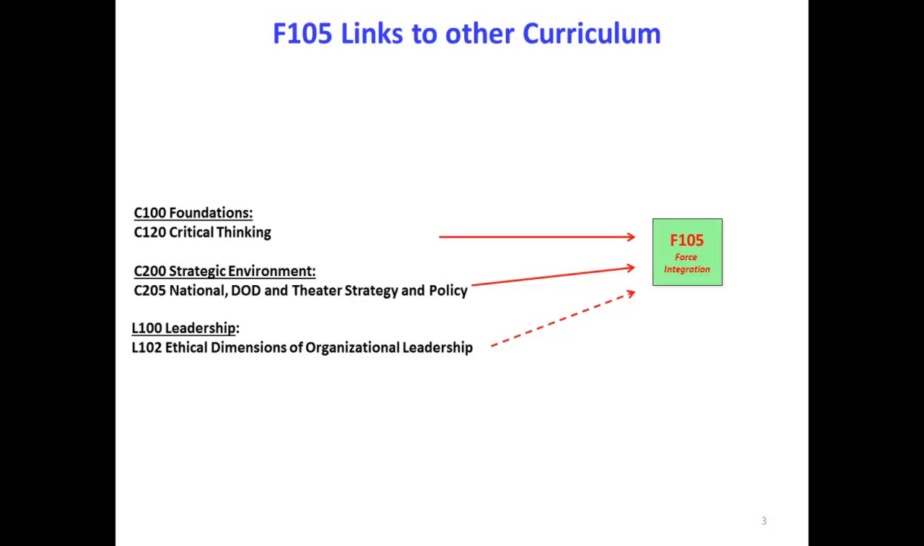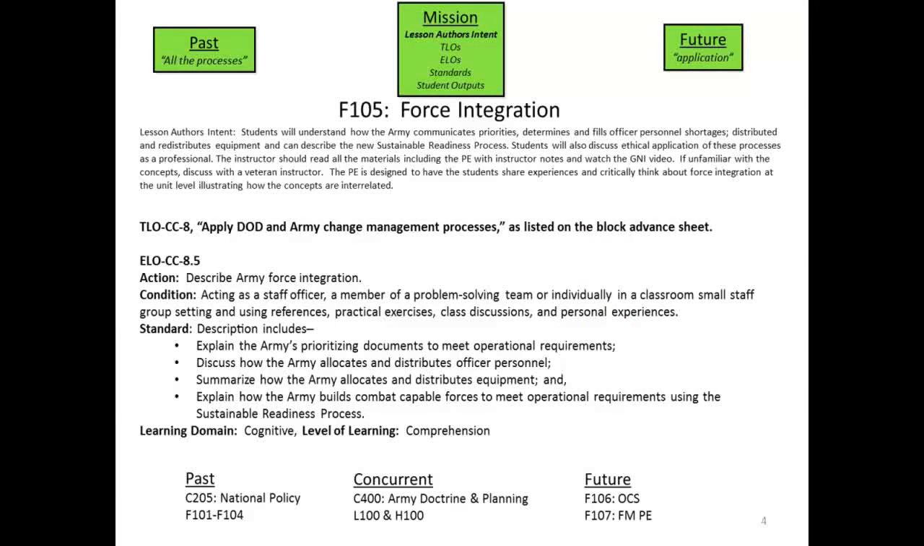Here are the links to the other curriculums. Pretty simple, pretty standard, what we did last year. These are the ELOs and TLOs. They haven't changed for this coming year except for the number, but the verbiage still remains the same.